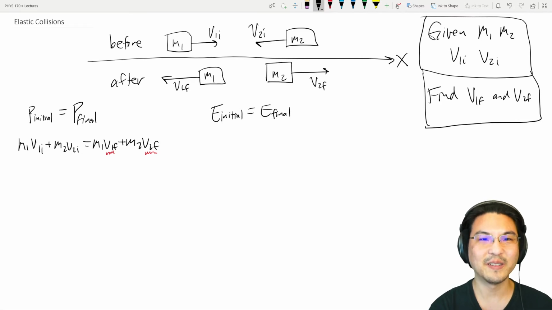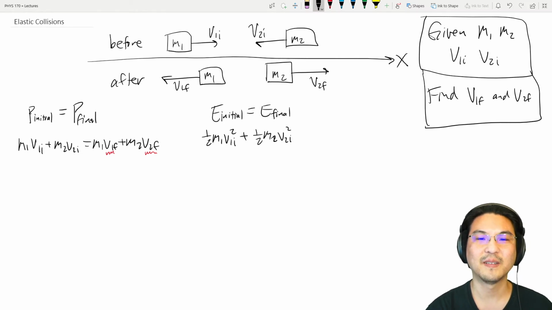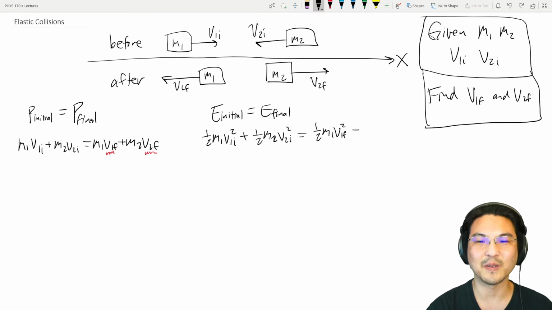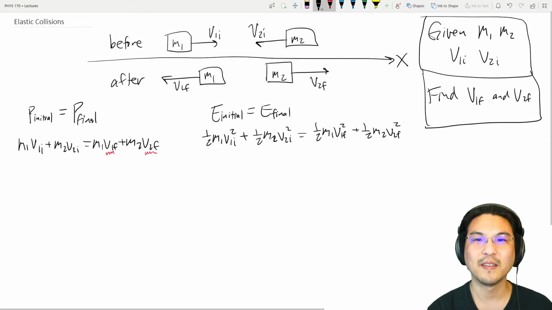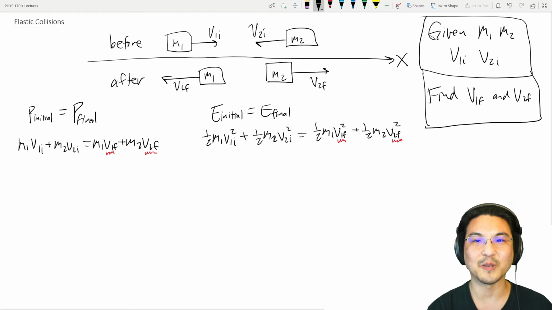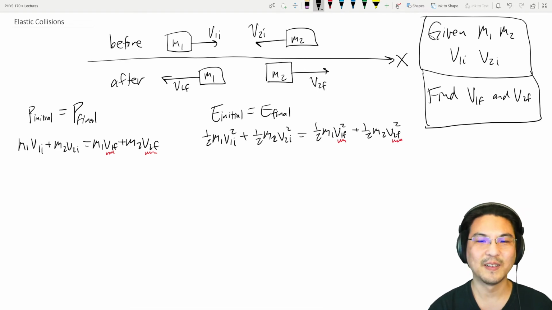So for kinetic energy, before: 1/2 m1 v1 squared, and for the other block, 1/2 m2 v2 squared. After the collision, for this one, 1/2 m1 v1 final squared, and for this one, 1/2 m2 v2 final squared. And the unknowns are these finals. So here we go: two equations, two unknowns. You can solve. Let me give you some hints with the algebra here.